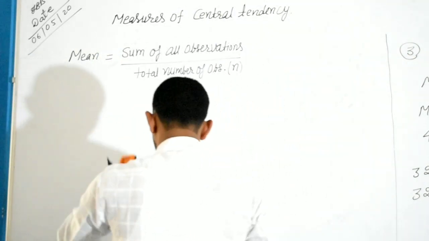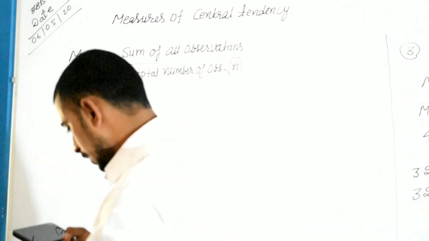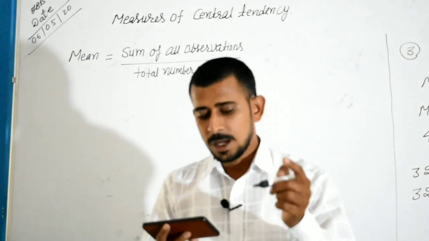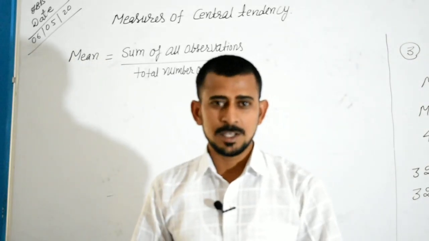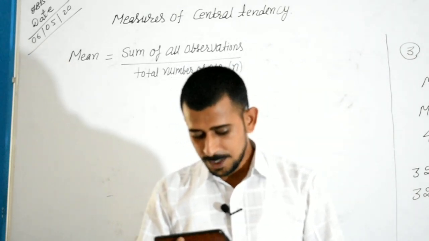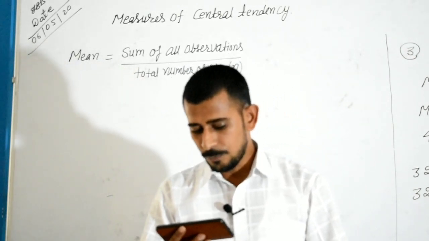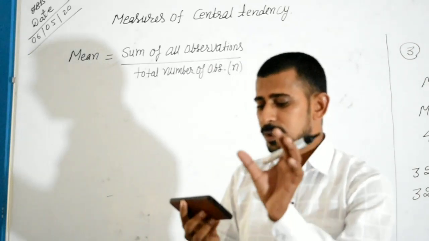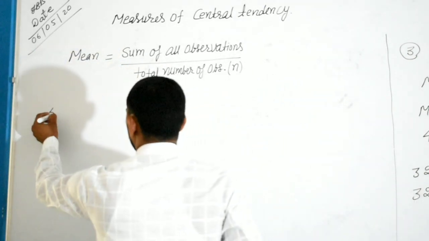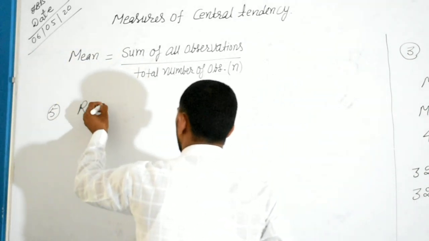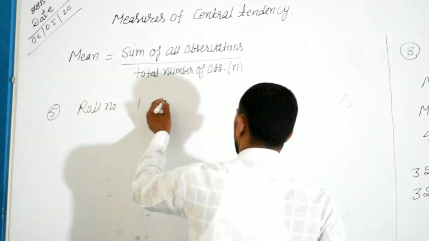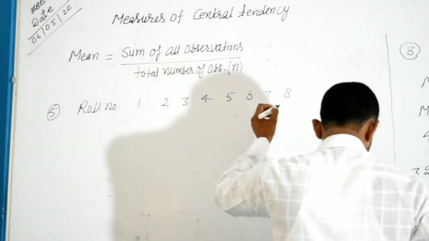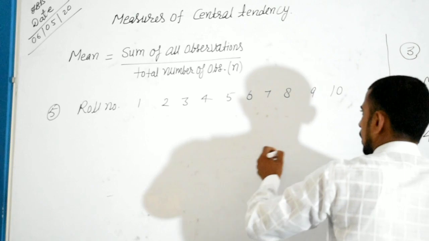Question number 5. Calculate the arithmetic mean of the following marks. Arithmetic mean means average or mean. Calculate the arithmetic mean of the following marks obtained by 10 students in English in the monthly test. Observations are given in this form. Roll number 1, 2, 3, 4, 5, 6, 7, 8, 9 and 10.